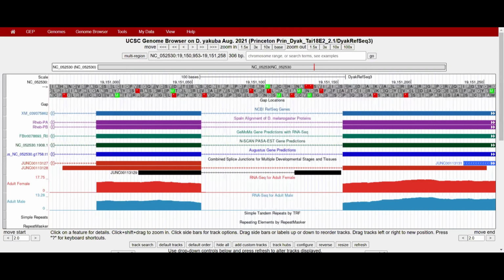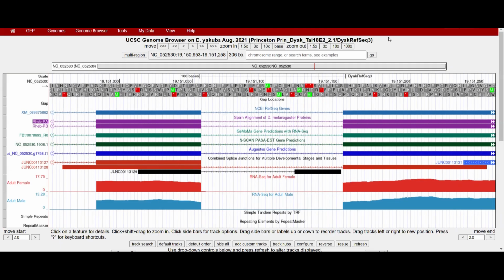In addition to the splice junction 00113128, which supports the proposed splice acceptor site for CDS3 at 19151152 to 19151153, there is another splice junction which suggests a different splice acceptor site, which is junction 00113129. Thus, we need to investigate whether predicted junction 00113129 is supported by other lines of evidence.